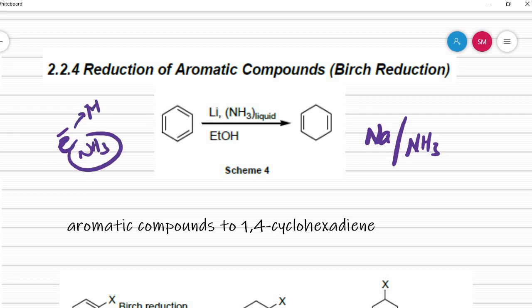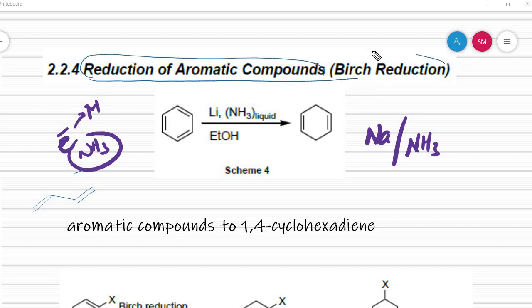Now, we have seen the alpha beta unsaturated carbonyls and alpha beta unsaturated double bonds, their reduction based on the electron dissolved system in the solvent. So now the next application is the reduction of the aromatic compounds, which is named the Birch reduction.